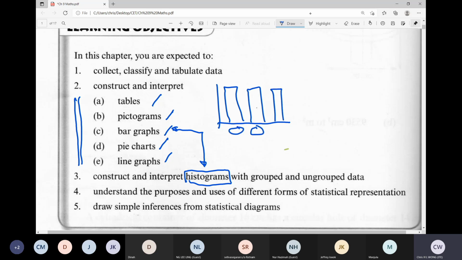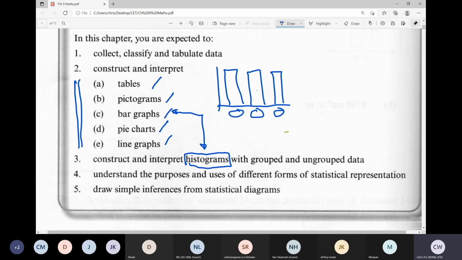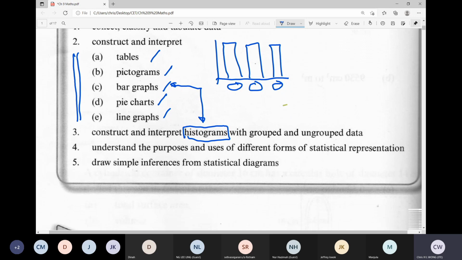The representation is different between histogram and bar chart, but they look the same. It looks like that. So how you group data, they will test you on what it represents, how many data are there, and so on. Understand the purpose and uses of different forms of statistical representation. You need to know what they are used for, and you draw some inferences from the diagram I'm going to give to you. They'll ask you a question in the exam.